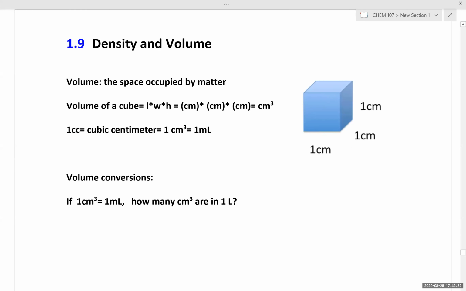So let's talk next about density and volume. Volume is a measure of the space occupied by matter. It's how much space is occupied by matter. We can calculate the volume of a cube, for example, by taking length times width times height. So volume typically has units of centimeter cubed. 1 cc, which is commonly used in the medical fields, is an abbreviation of a cubic centimeter, which is the same thing as a centimeter cubed. And a cubic centimeter, or a centimeter cubed, is equal to 1 milliliter of volume.